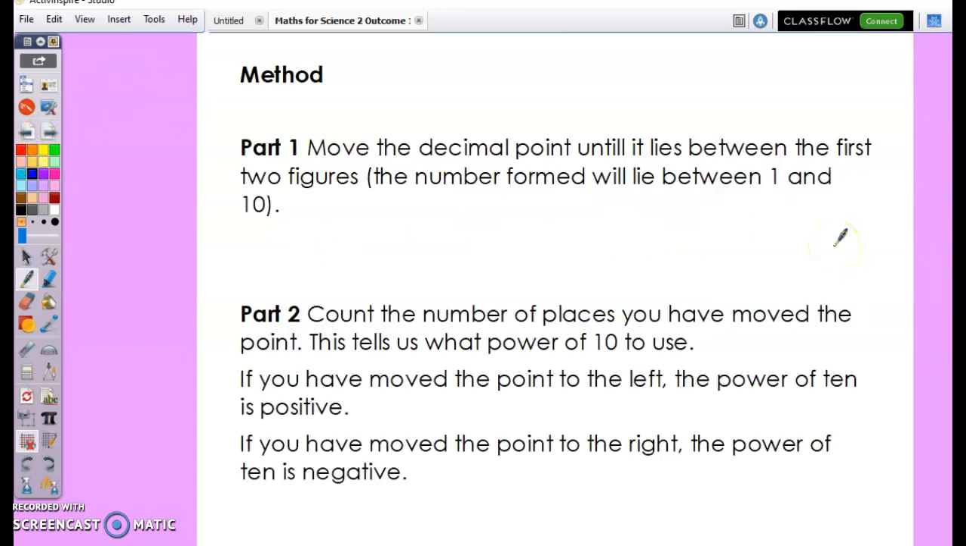Okay, how do we do this in general then? We've got a decimal point that we need to move, and we're always going to move that decimal point so it lies between the first two figures. That's to get my number between 1 and 10. That's to get my starting number. The second part, I then count and see how far I've moved the decimal point. If we've moved it to the left, it's positive. If we've moved it to the right, it's negative.